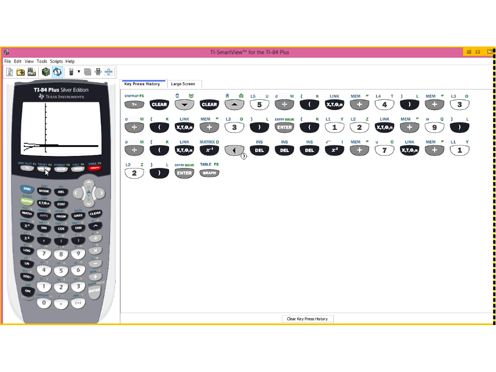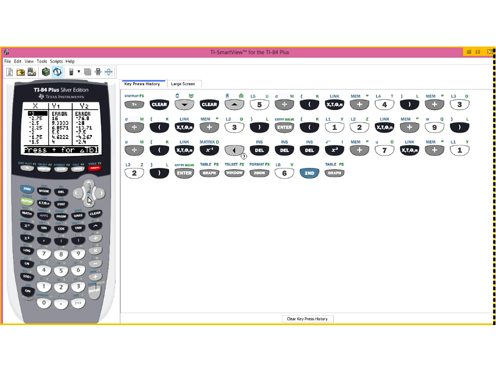Okay, so this is set for last time's problem, and so it's really hard to tell what's going on. So I'm going to go zoom standard, and now I got that stuff. And interesting. I wonder what happens if we go to table. So we get an error.